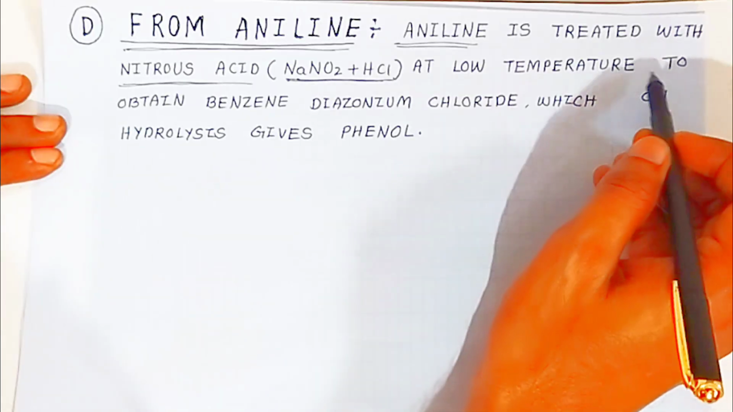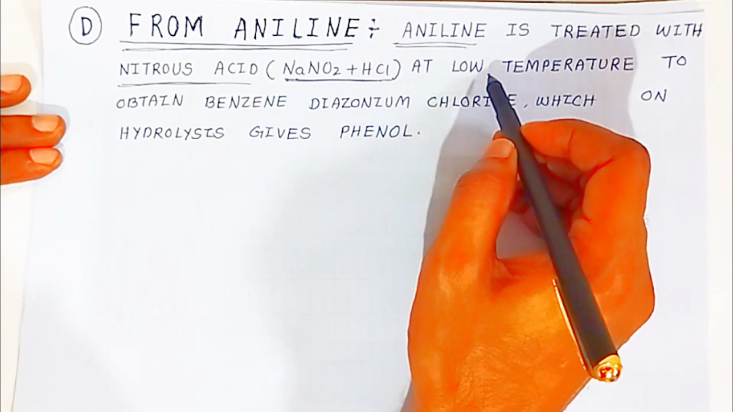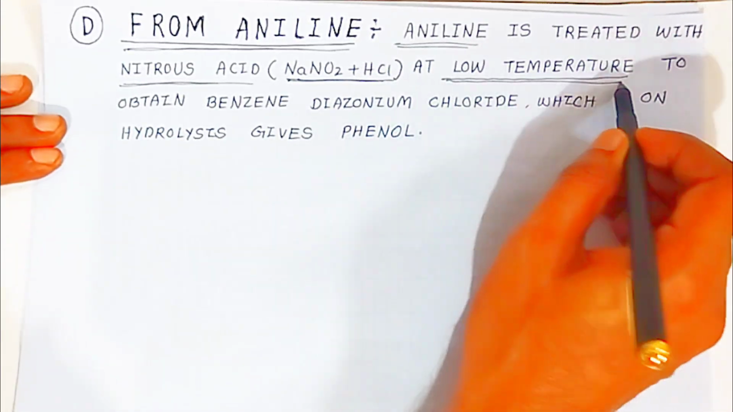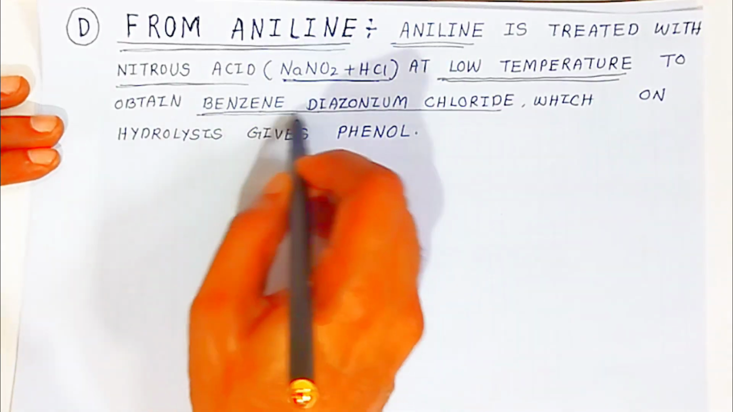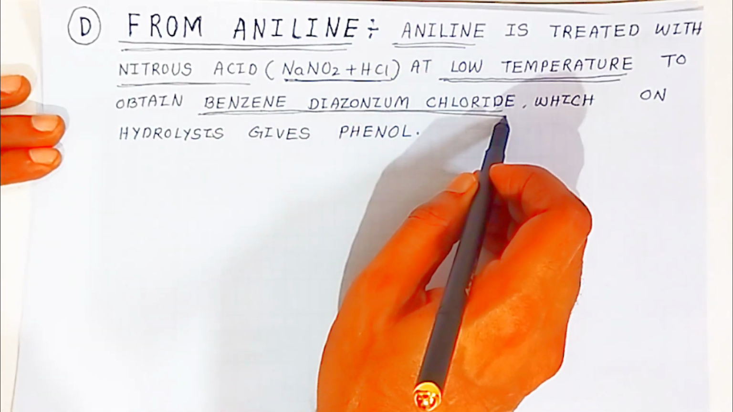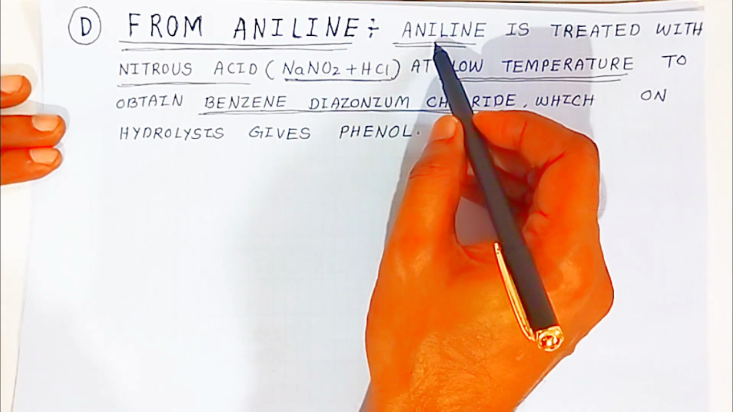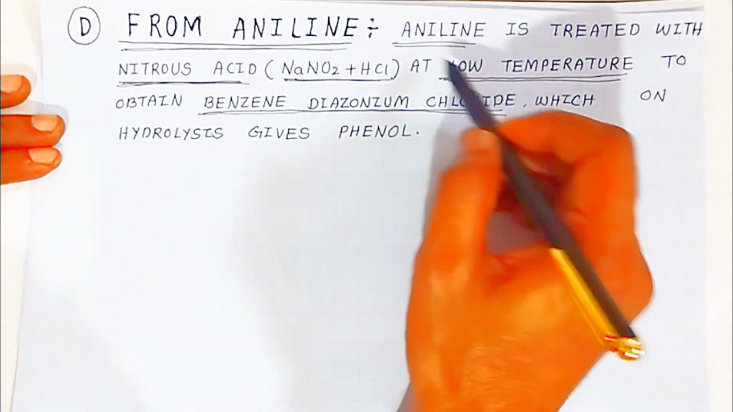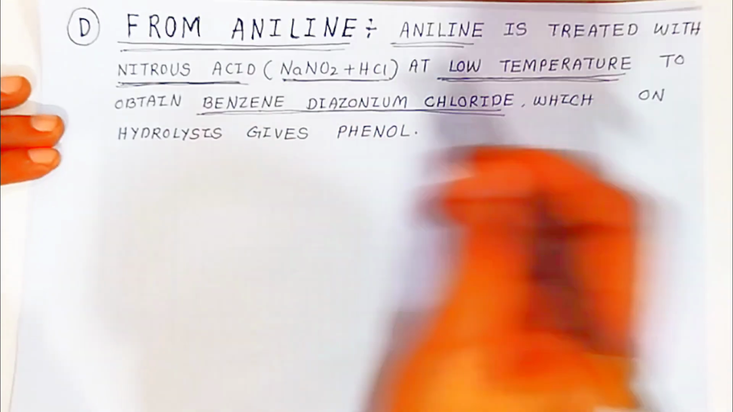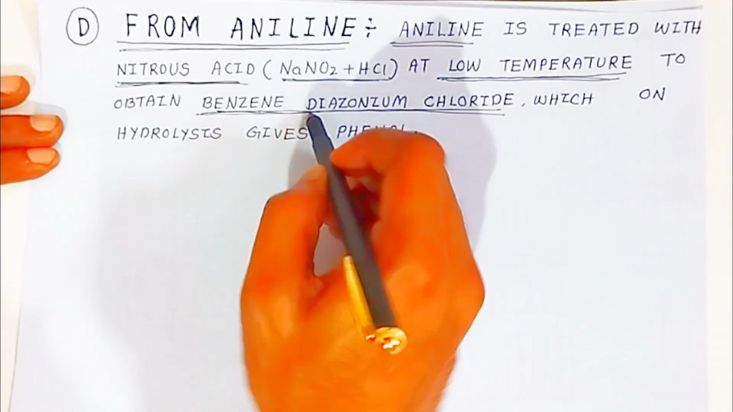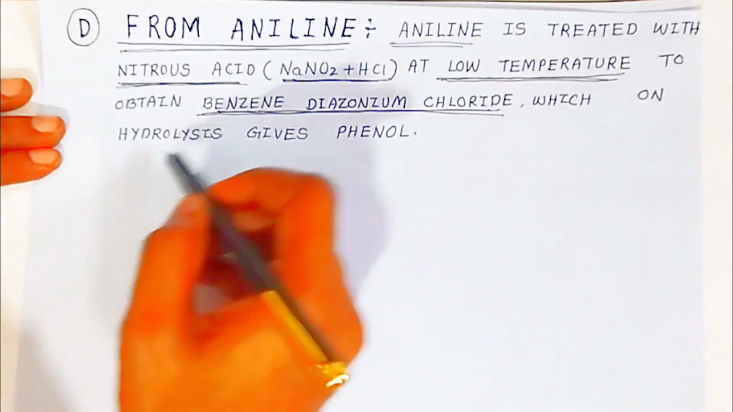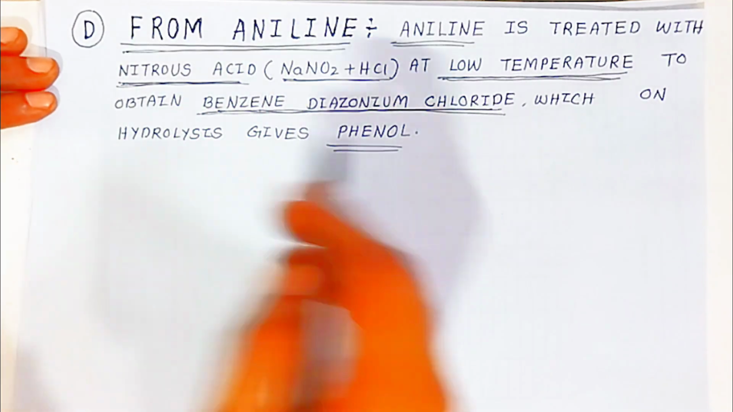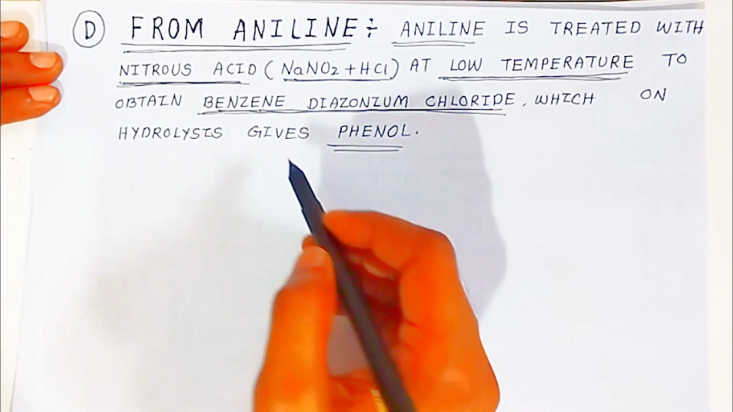At low temperature, you have to keep this mixture in an ice bath to reduce the temperature. That is why it is written here, low temperature, to obtain this salt students, benzene diazonium chloride. So students, aniline is a base, you have to neutralize with acid, that is nitrous acid, which is very important. At low temperature, you have to keep the mixture in an ice bath. Then what happens students, you will find benzene diazonium chloride as a salt, which on hydrolysis you are getting phenol. Very important from the examination point of view.